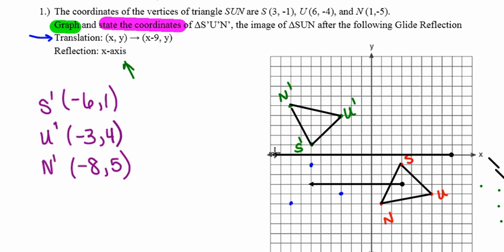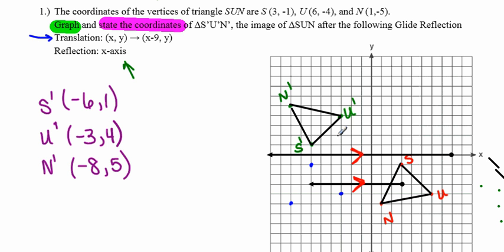When I reflected my triangle across the x-axis, that line of reflection is also a perfectly horizontal line. So when they talk about the direction of the translation being parallel to the line of reflection, that's the concept to which they're referring.